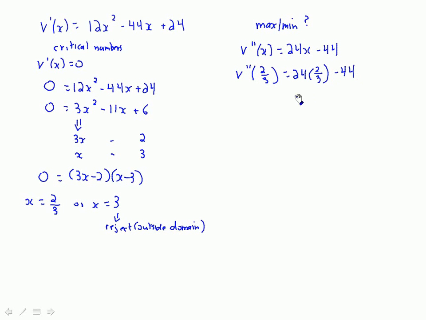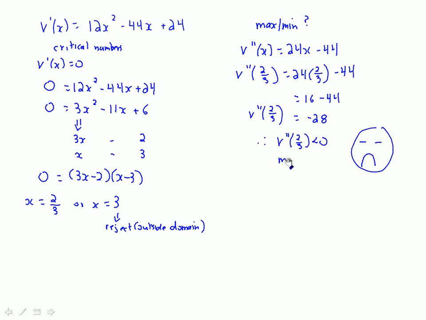You can actually get this one pretty quickly with a calculator. That'd be 8 times 2 is 16 minus 44. So that's negative 28. So v double prime at 2/3 is equal to negative 28. Therefore, the second derivative at 2/3 is less than 0. So negative, that's going to give us the big scowly face like this. So there's a max at x equal to 2/3.